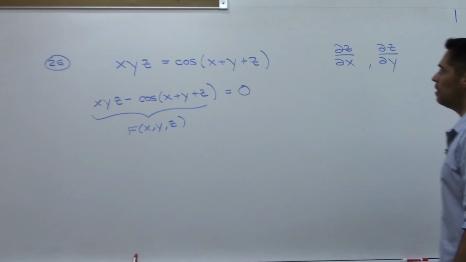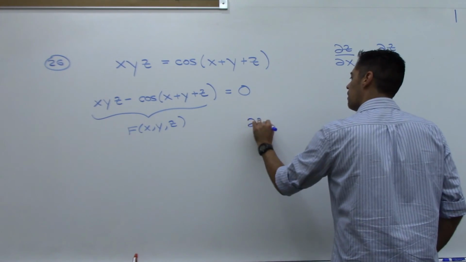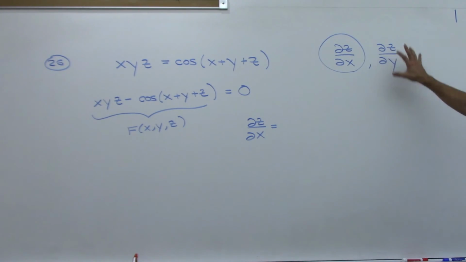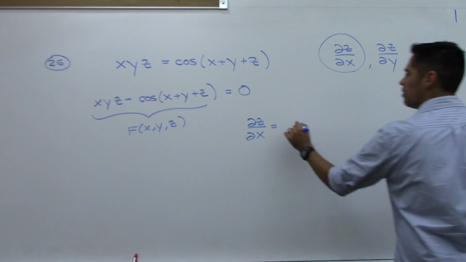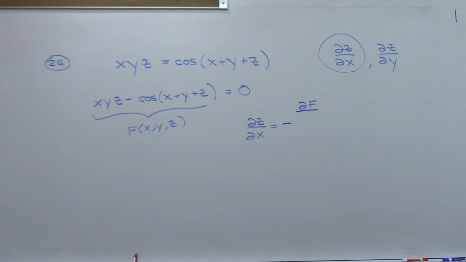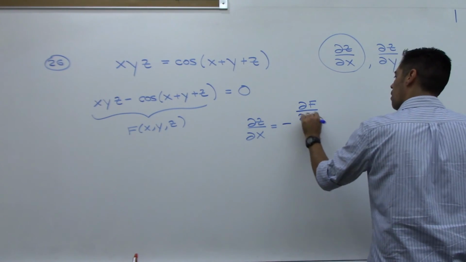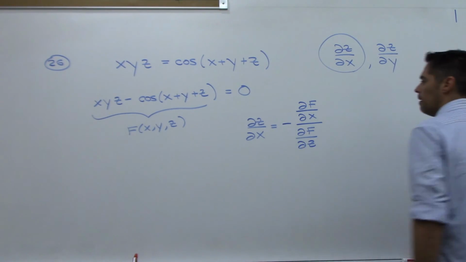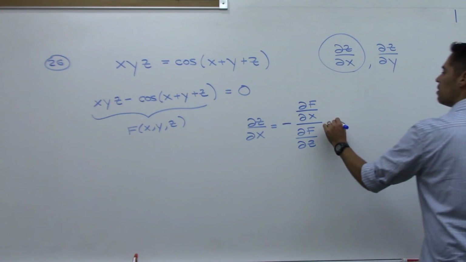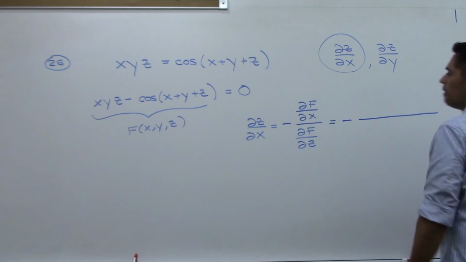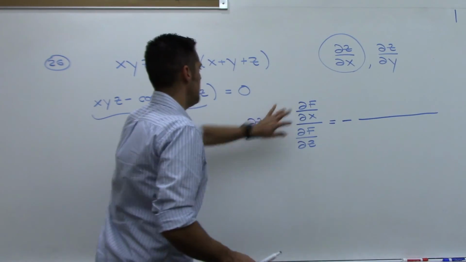And what we're going to do is to find the partial of z with respect to x, which is just this one. This is the only one I'm going to do. I'm going to let you do the other one. Then I'm going to use the formula that this should be equal to negative partial of capital F with respect to x over partial of capital F with respect to z. And that is negative, let me create a fraction here, the partial of F with respect to x.